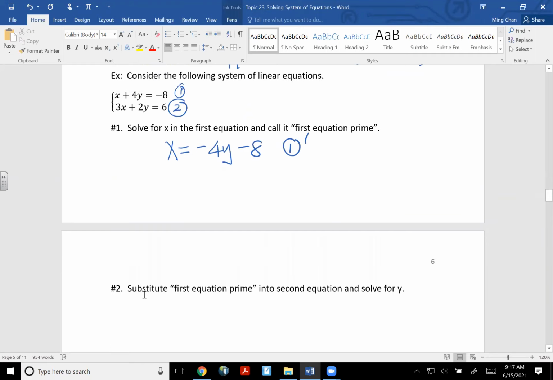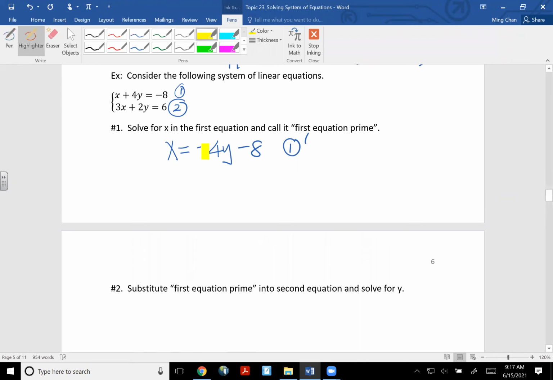Now I'm going to substitute the first equation prime into the second equation and solve for y. So this is x equals, right? I'm going to substitute back into the second equation for x. Wherever I see an x, that's where I substitute that. So the second equation normally says 3 times x. Now you will say 3 times negative 4y minus 8, still plus 2y, still equal to 6.